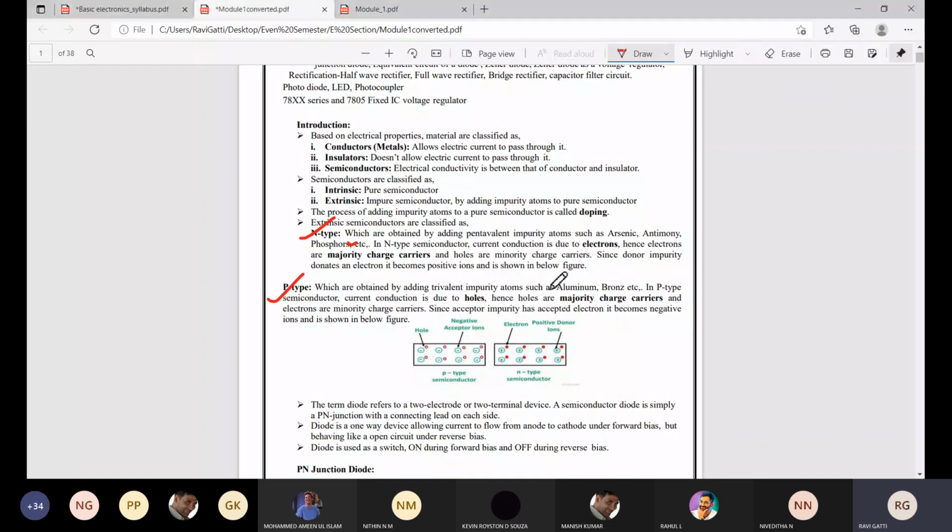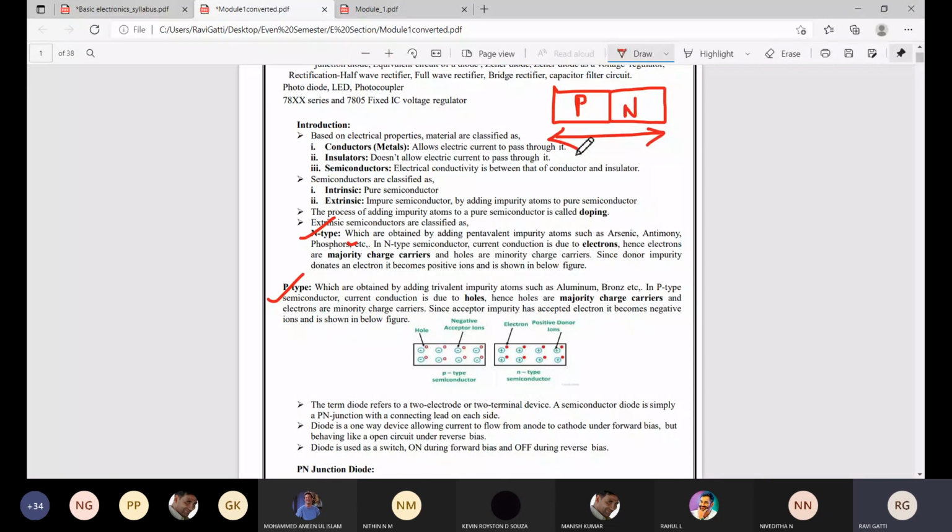Clear. Okay. So next what we do is make use of this n-type material and p-type material to form a device, and that device we call a diode. A diode is nothing but an assembly of one p-type material and one n-type material. So this device we call a diode.